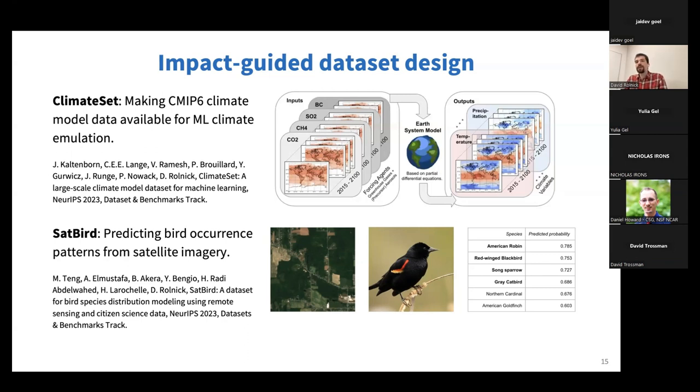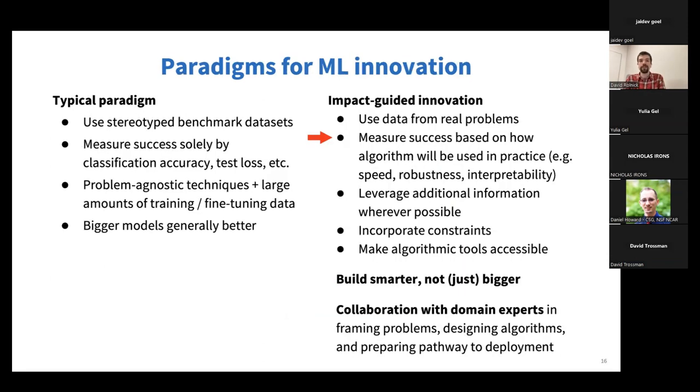And what we can do here is show that machine learning algorithms can actually predict the observations of species on the ground, roughly, the rough probabilities of some species on the ground, with geographic location information and satellite imagery. And setting this up as a benchmark data set really encourages the machine learning community to attack this problem, which is of great relevance to those working with species distribution models in ecology. Okay, so let's take a look at the second point here: measuring success based upon how an algorithm is going to be used in practice.